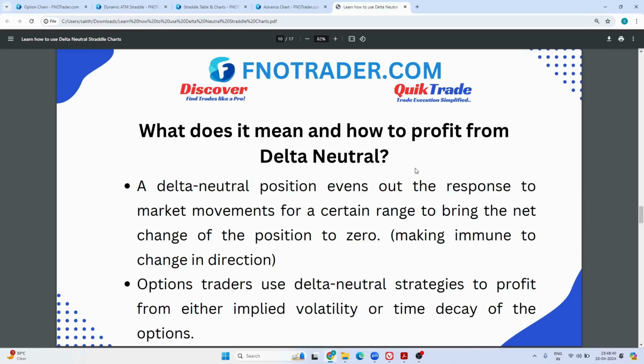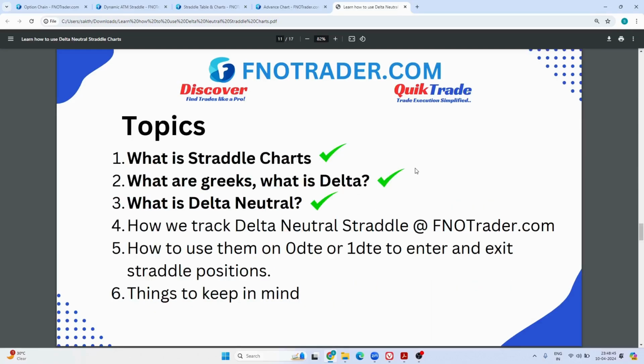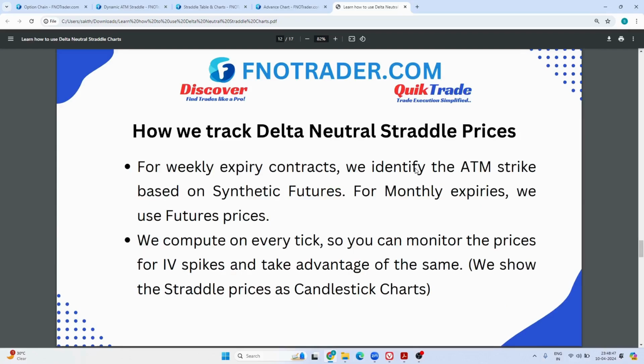Let's see how it actually happens in a real-time market, and how we track delta neutral straddle prices. For all the weekly expiry contracts, we identify the ATM strike based on the synthetic futures. We'll take an example. Why do we consider synthetic futures? And for monthly expiries, we use futures prices, and we compute it on every tick. So you can monitor the prices for IV spikes.